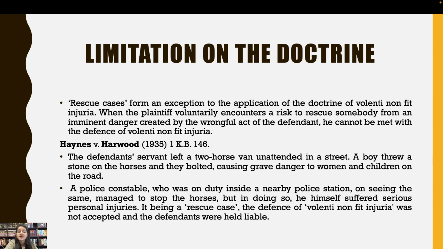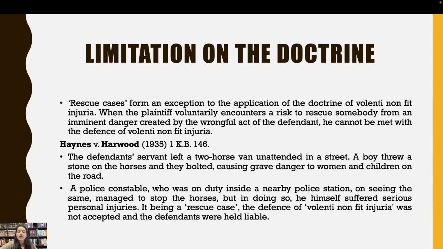The first being rescue cases, where somebody rescues the other person. Now, rescue cases form an exception to the application of the doctrine of voluntary non-fit injuria. Where the plaintiff voluntarily encounters a risk to rescue somebody from an imminent danger created by the wrongful act of the defendant, he cannot be met with the defense of voluntary non-fit injuria. I am doing something wrong and somebody prevents that wrong. I cannot say that person voluntarily took that decision.